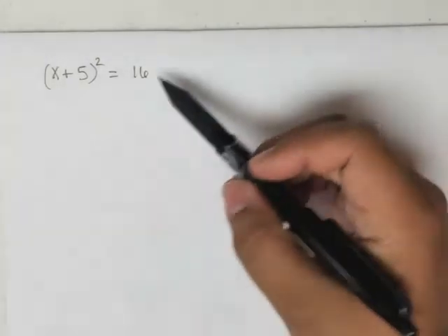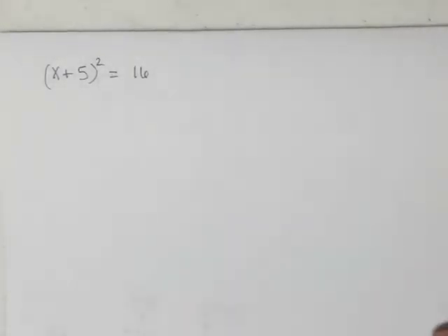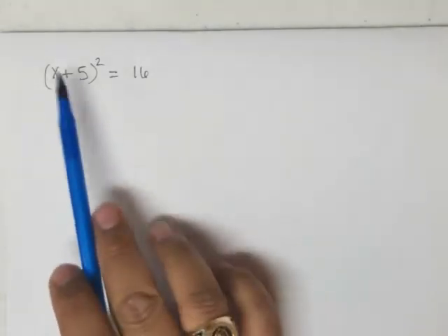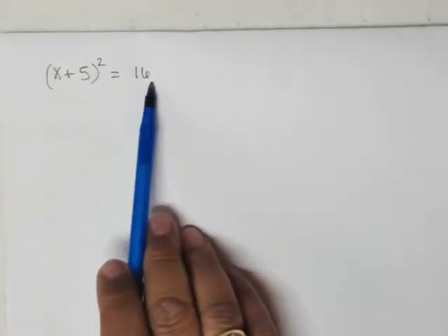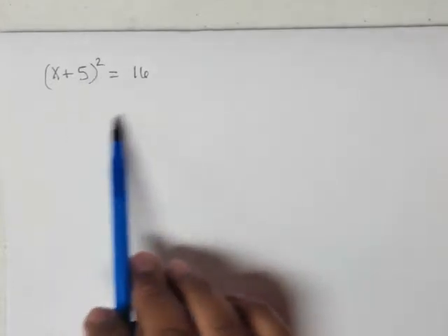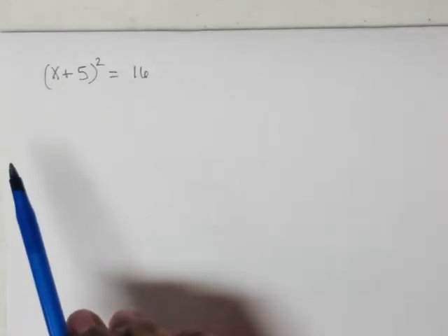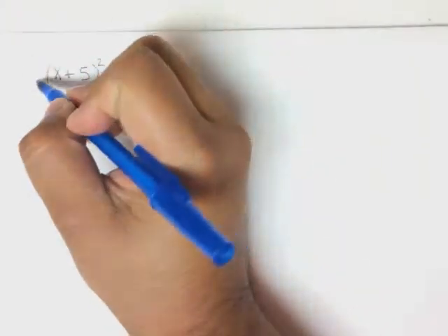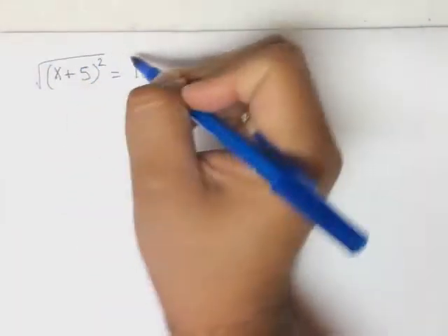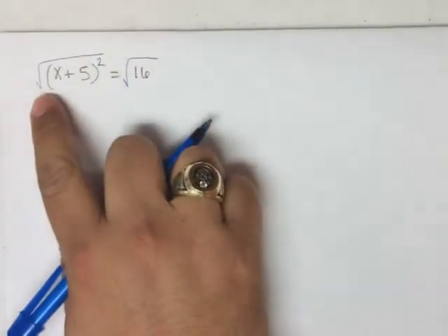I've got another example of where I need to apply the square root property. So notice that I have (x + 5)² = 16. Now to solve this quadratic in particular, we're going to apply the square root property. So let's take the square root of both sides. Now understand why we would do this.